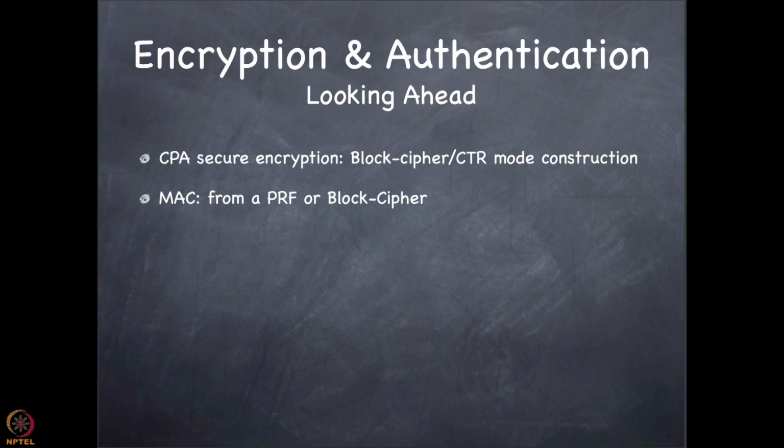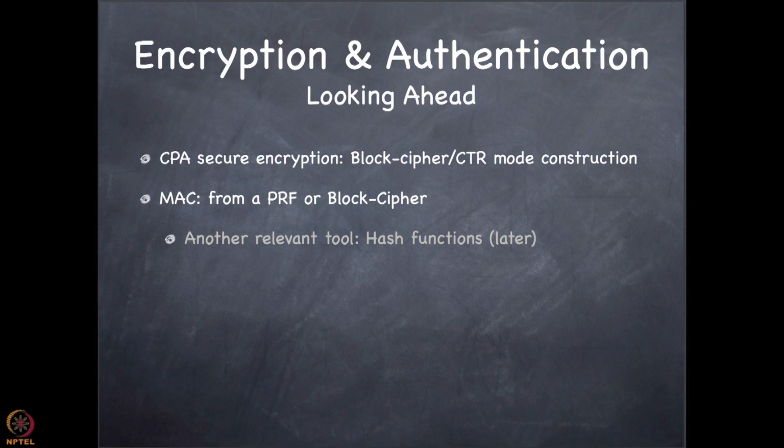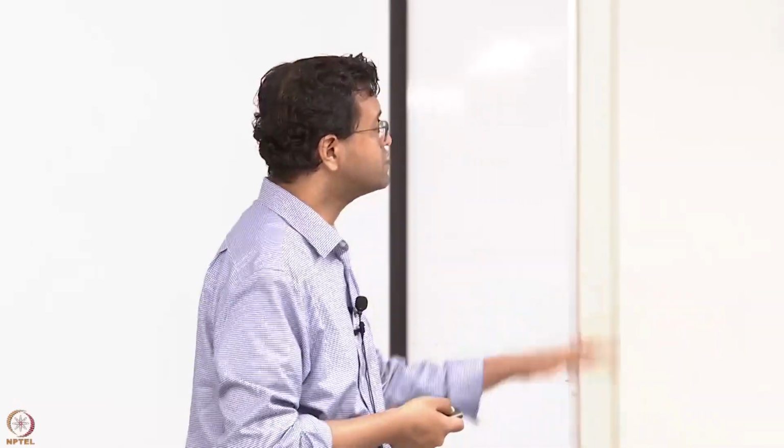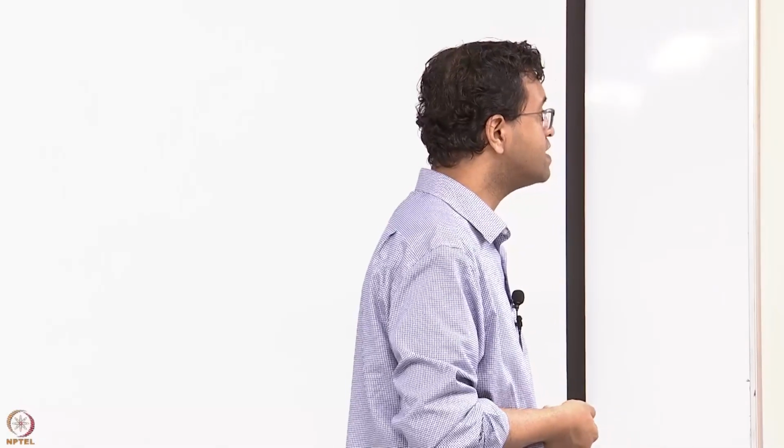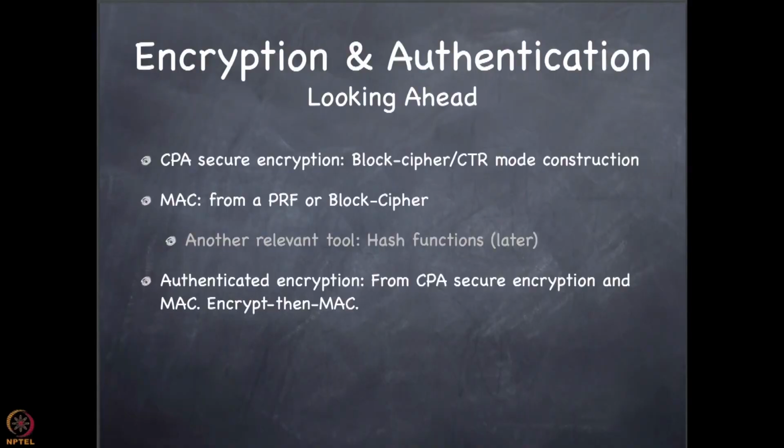There's another thing which we'll not talk about today, which is hash functions. They are relevant to some constructions of MACs, but not all MACs need it. The one we are going to talk about today won't need it. Some constructions do use hash functions, which we'll define tomorrow. So forget hash functions for now. We'll have encryption, we'll have a MAC, and we can put them together to get authenticated encryption.